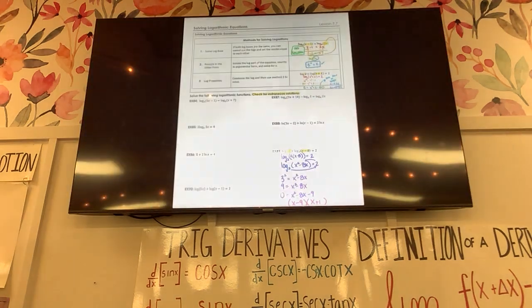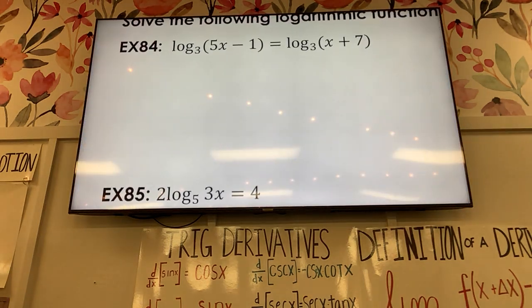Okay, let's try some other ones. Go to 84. On this one, both sides have exactly log 3 and nothing else, so we can cross them off and set the insides equal to each other.